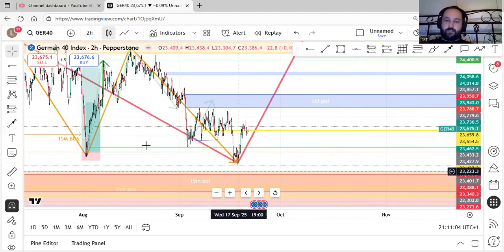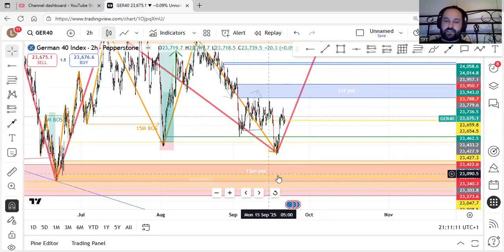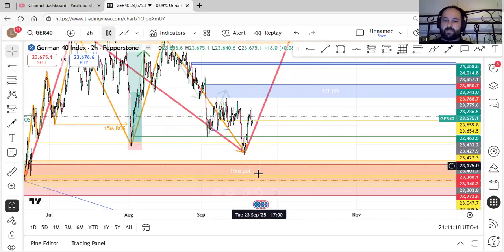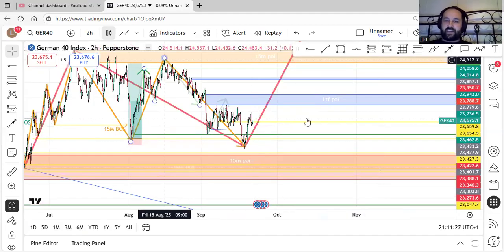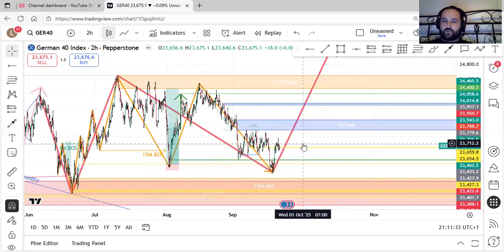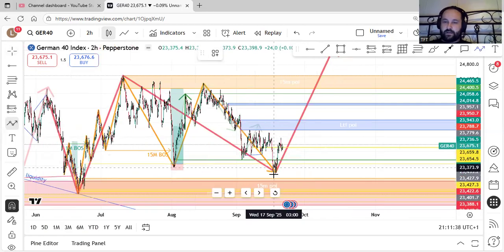Because the 4 and the 15 have already broken their relative structures, if we do come down into this orange zone somewhere, there'll be some imbalances in here. I might even have some marked. If it comes down, fills one of these major imbalances, and breaks to the upside, the 1 minute will change first, then the 15-minute changes, and that will keep the 4-hour bullish as well. So if it does come down there, I would anticipate that.